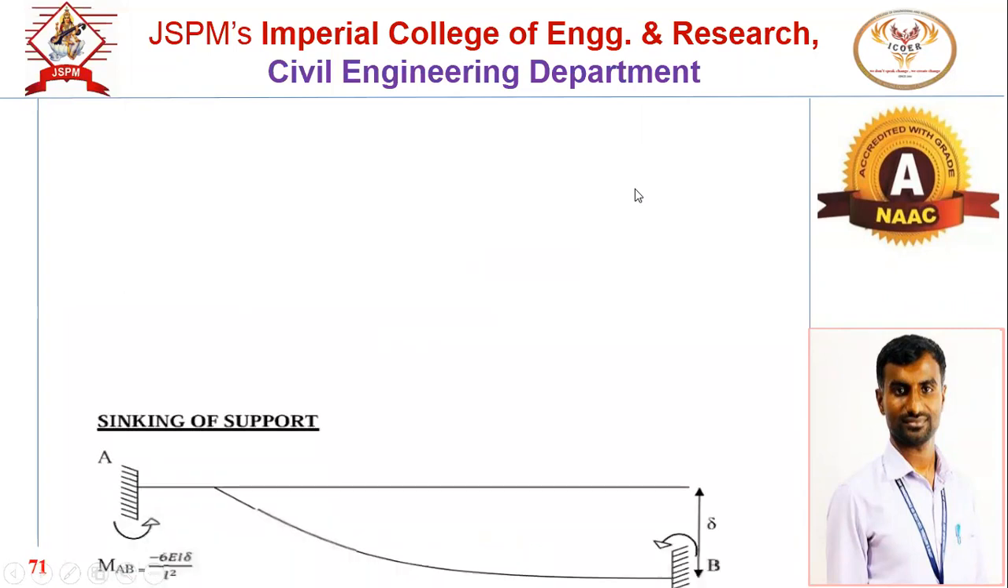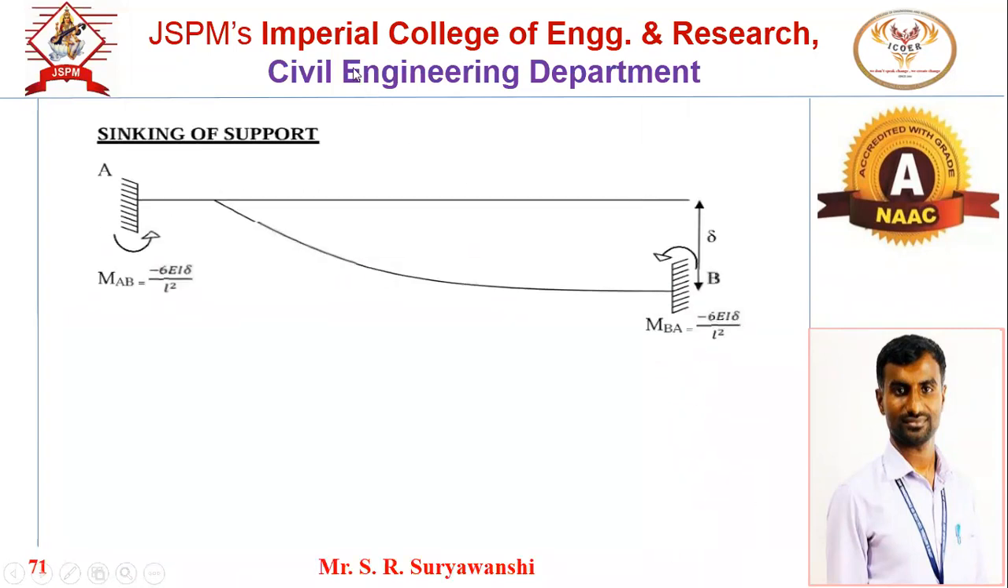if there is a sinking of the right end, suppose this is the AB beam or AB member, and support B is having the settlement like this. For AB, B is the right end, means if the right end of the member is having the sinking or settlement with an amount delta. Remember, right end having the settlement.